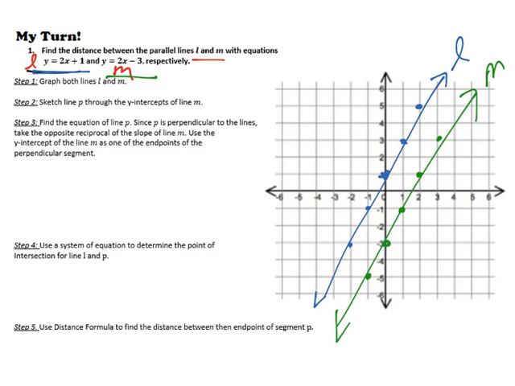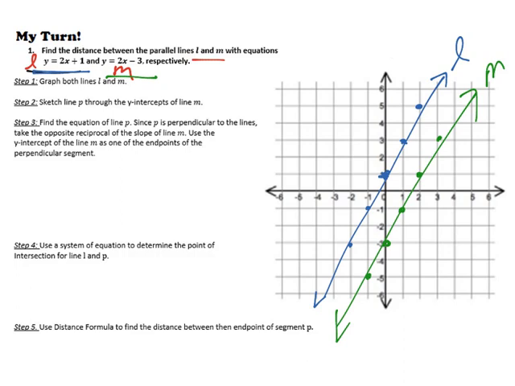And there are our two lines. Okay, so they are parallel. I know not the greatest drawings, but bear with me. So we've done step 1, graph both lines L and M. Step 2 says sketch line P through the y-intercepts of line M.